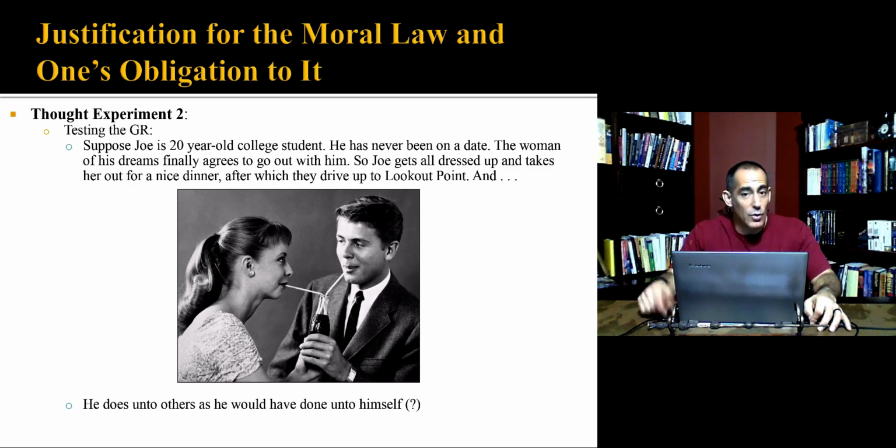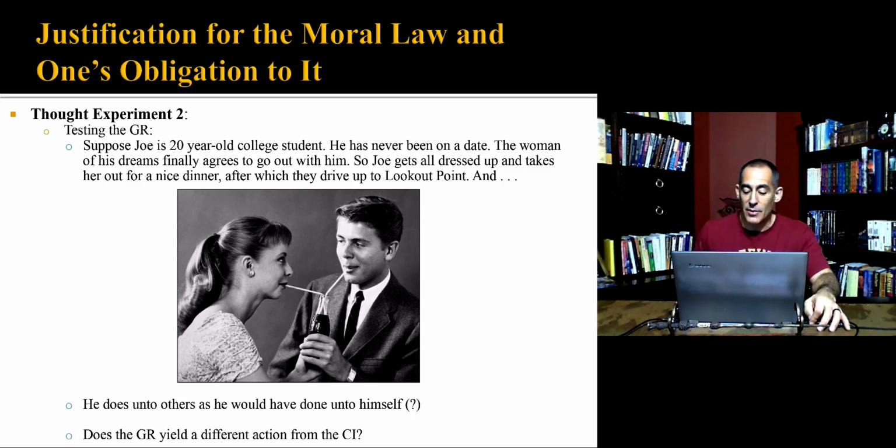Again, can the golden rule lead you to certain types of actions? A categorical imperative, I don't think would. So is the golden rule different from the categorical imperative? A lot of people say it is. Okay, but I'll let you decide for yourself whether you think that's the case.